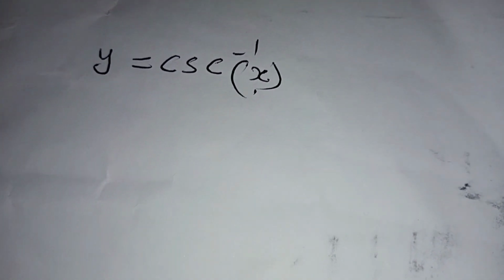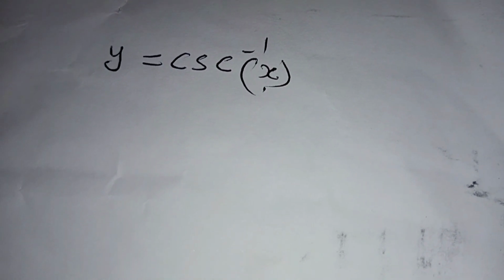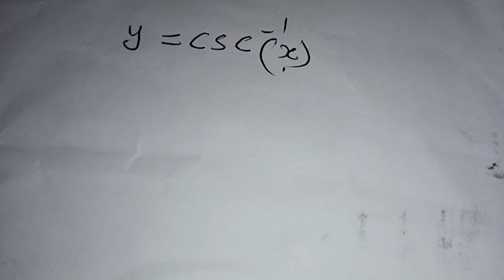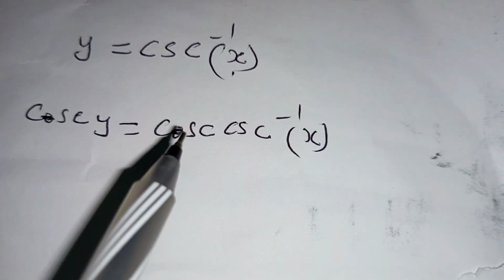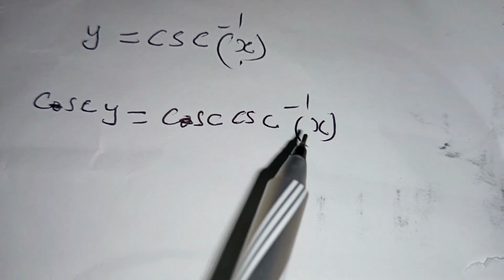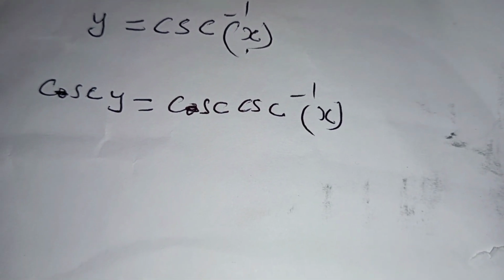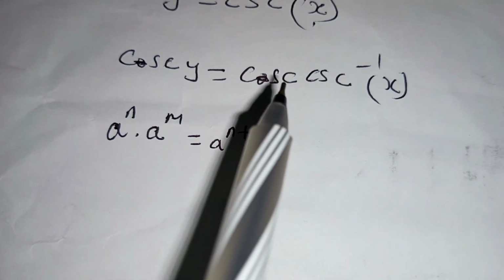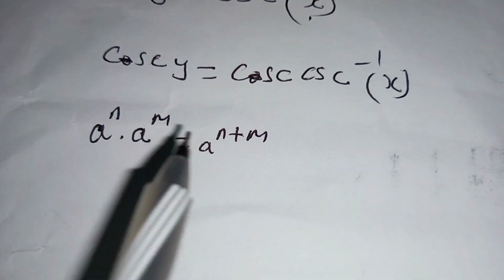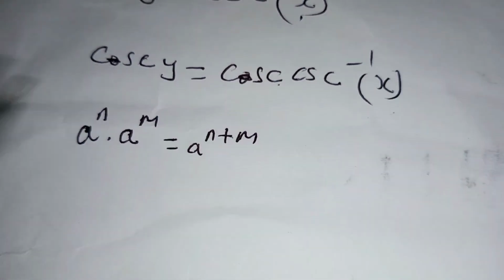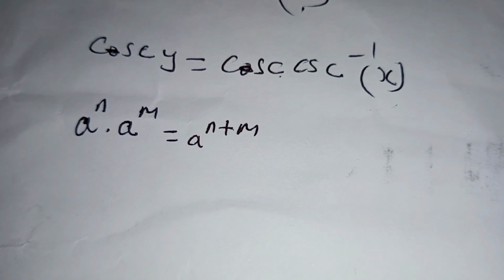In this video you are going to obtain the derivative of cosec inverse of x, by multiplying both sides by cosec. On the left you shall have cosec of y, and on the right you shall have cosec multiplied by cosec inverse of x. On our right we are going to employ this law of indices. Here we have cosec power 1 and cosec power -1.